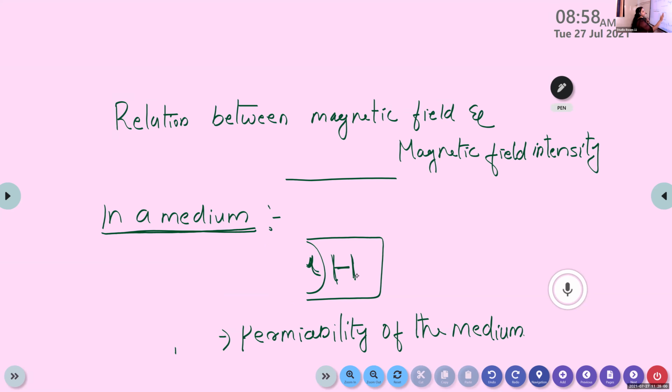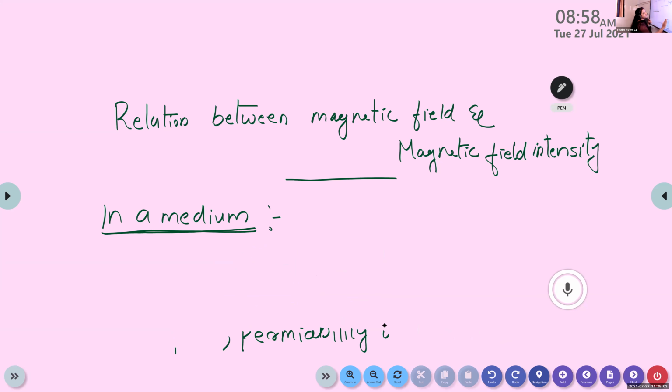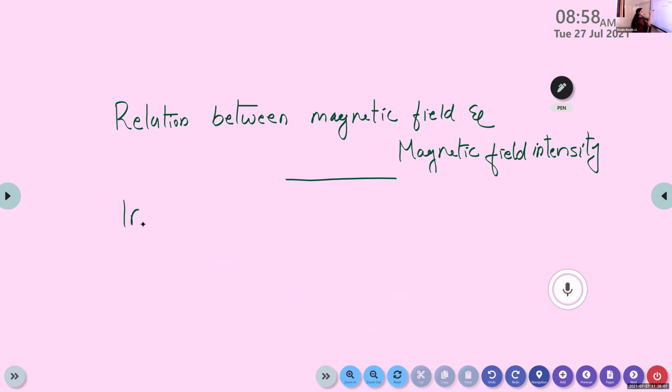Now we can write the relation between the magnetic field and the magnetic field intensity in free space. Can you find the equation for the relation between magnetic field and magnetic field intensity in free space?